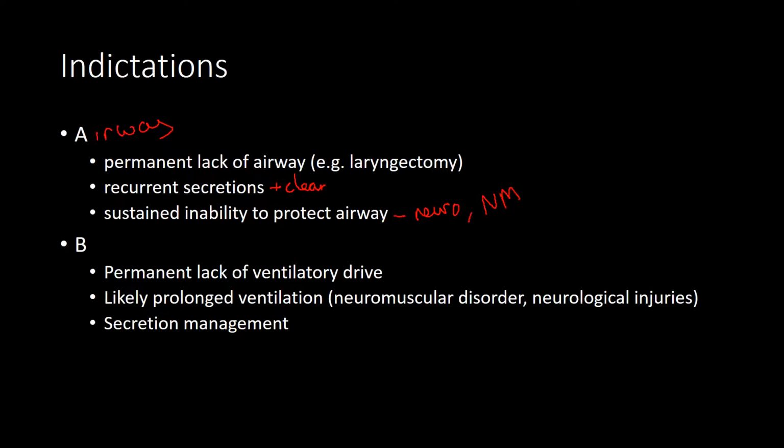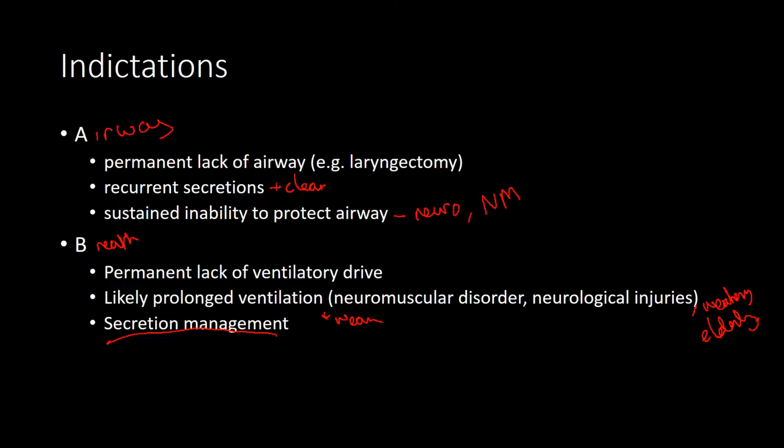And then breathing problems would be a permanent lack of ventilatory drive. Again, that would be a neuro patient. Likely prolonged ventilation and weaning. So again, that's going to be patients with neuromuscular disorders, neurological injuries, weakness, the elderly. And again, for secretion management, because they're likely to retain their secretions and develop VAP.